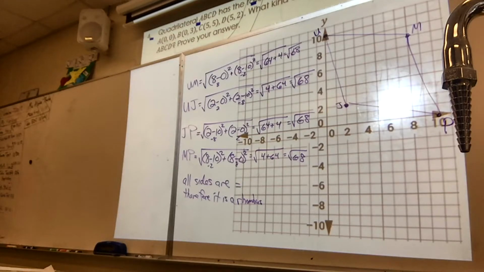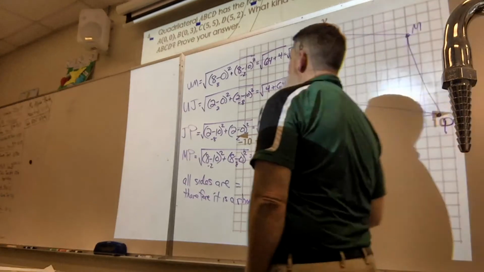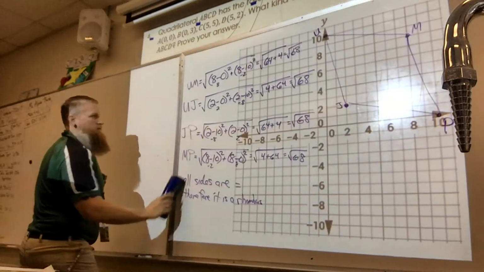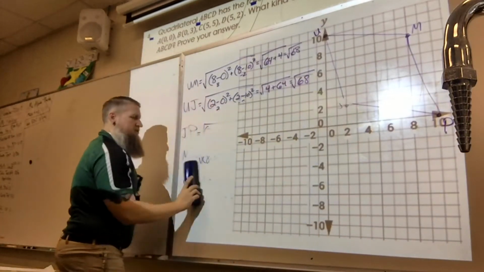What? You guys have a different one in there? Oh no, I put the graph in there. That's why you got the graph paper. I don't have graph paper up here. This is my graph paper.